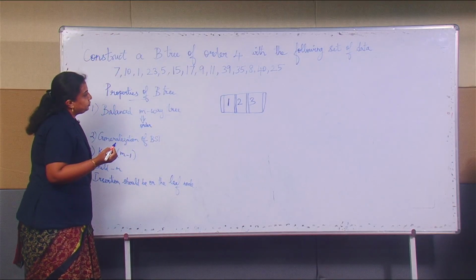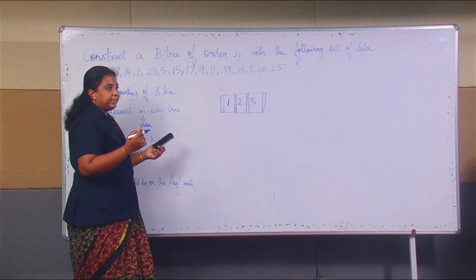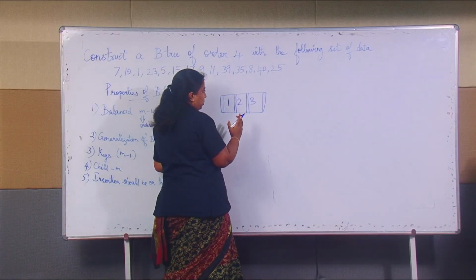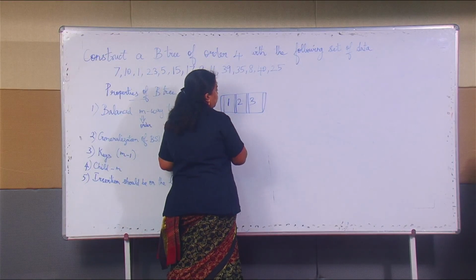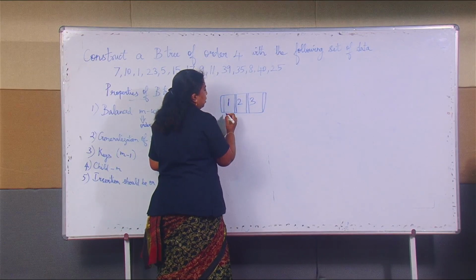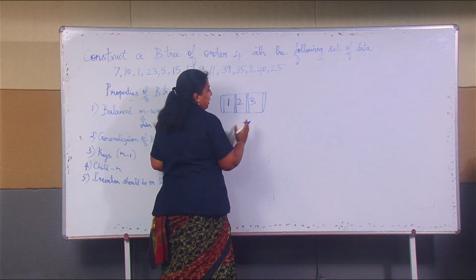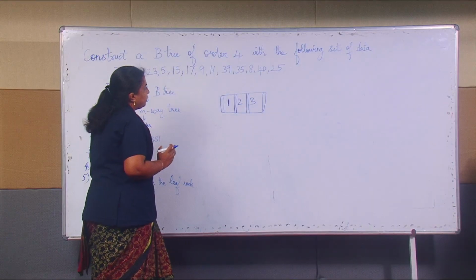And one more thing is, whenever the values are inserted, it should be in a sorted manner. As I told you, it should be in a sorted manner. So I cannot insert it as 2, 1, 3 or 3, 2, 1. It should be sorted and the values should be inserted in order.